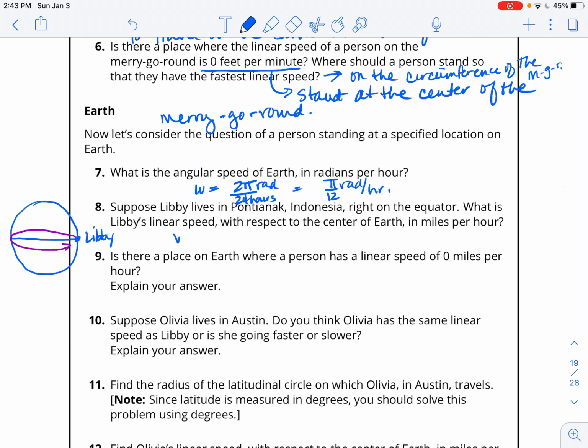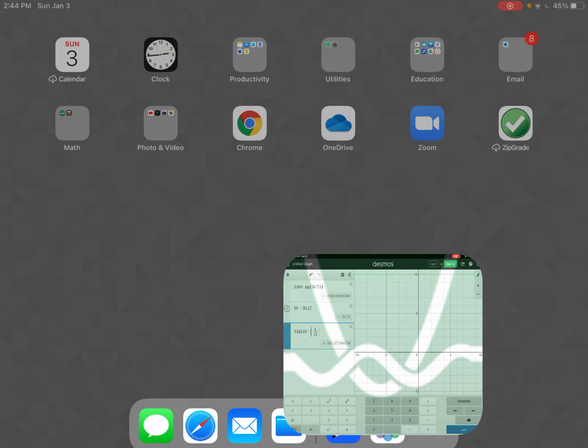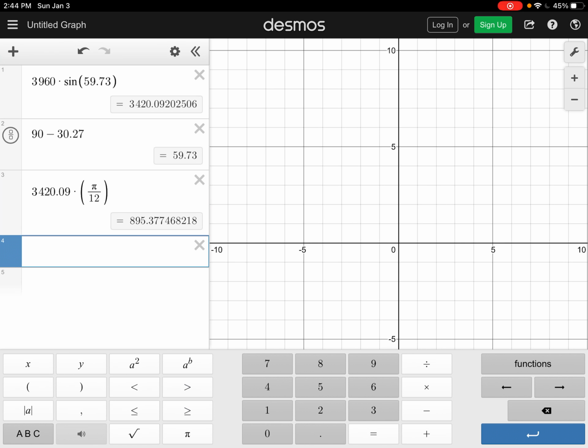Well, linear speed is equal to r times omega. The radius that Libby lives on is the 3,960. That was given in the opening part of the problem. And omega we found in question number 7, that is 12 over pi. And if I were to multiply these out, let's see, 3960 times 12 over pi. I don't think I'd work that.